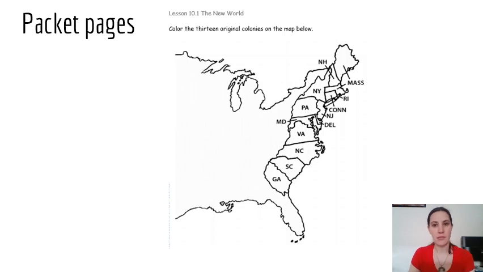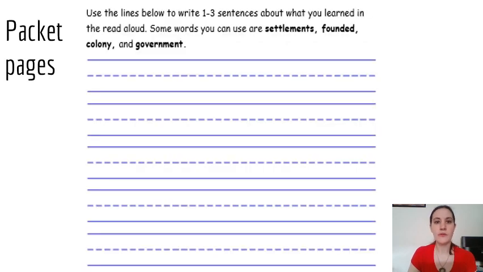Now, here's your first packet page. I want you to color the 13 original colonies on the map below. If you want to go back in the video and review what each of these colonies was called, I think that's a really awesome idea. So you're going to color these colonies in. Your other packet page, I want you to use the lines below to write 1 to 3 sentences about what you learned in the read aloud. Some of the words you can use in your sentences are things like settlements, founded, colony, and government. So those are some ideas to help get your sentences rolling, okay?